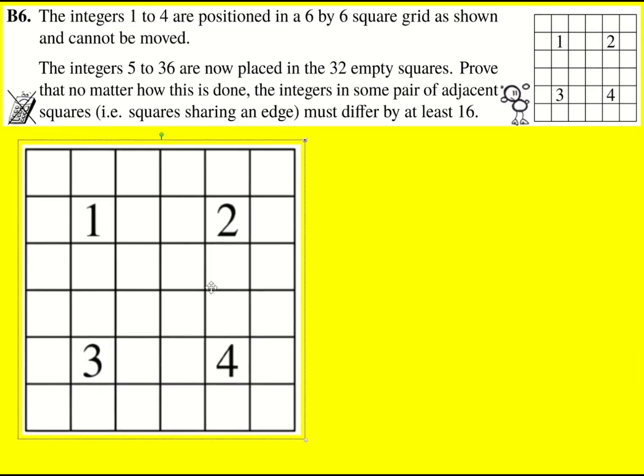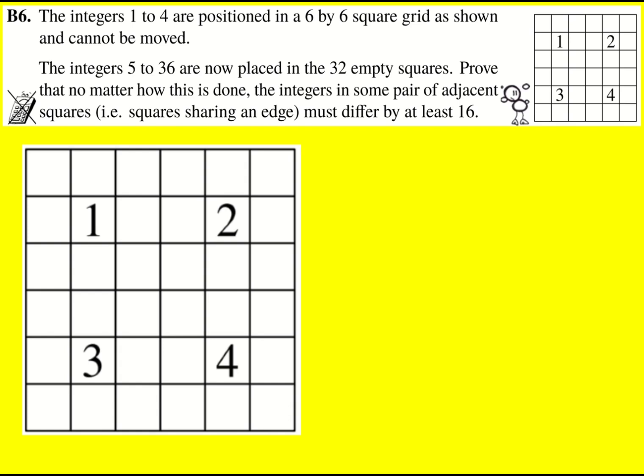Interesting placement question here. So we've placed 1, 2, 3, and 4, and then we're trying to place 5 to 36 in the remaining 32 empty squares. And we want to show no matter how this is done, we're always going to get a pair of adjacent squares that differ by at least 16.